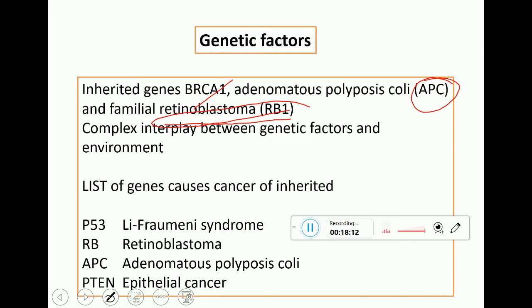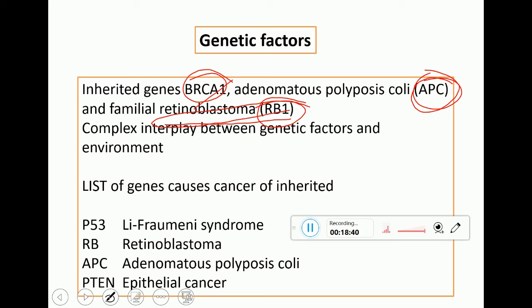There is a very complex relationship between genetic factors and environment. Only a particular combination will result in the development of cancer. Not all combinations will result in cancer in a particular individual, but in most cases, when there is a mutation in the BRCA gene or APC gene or RB1 gene, then it will result in the development of the concerned cancer.